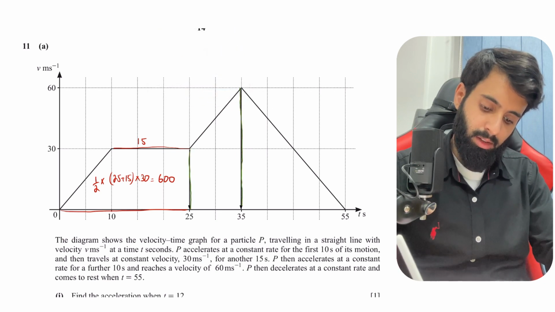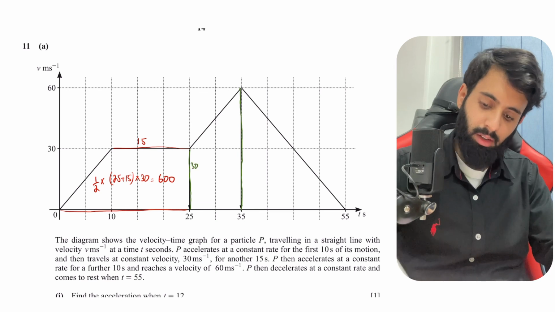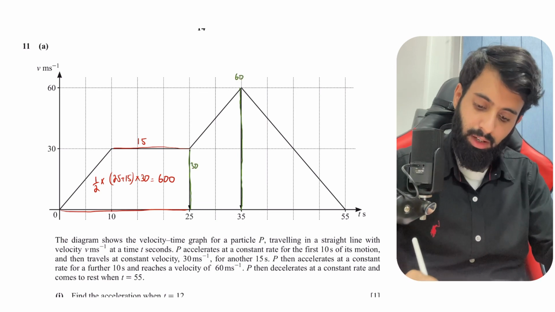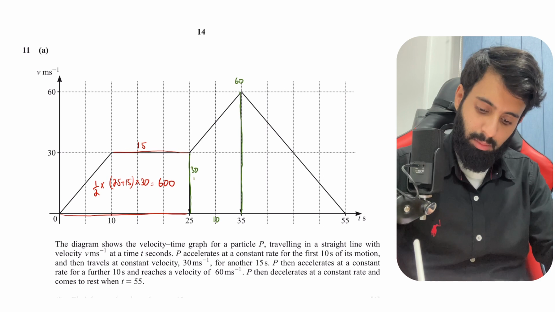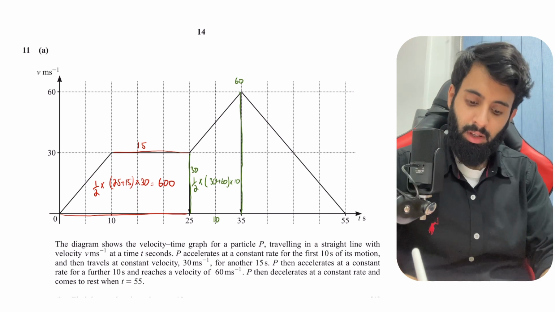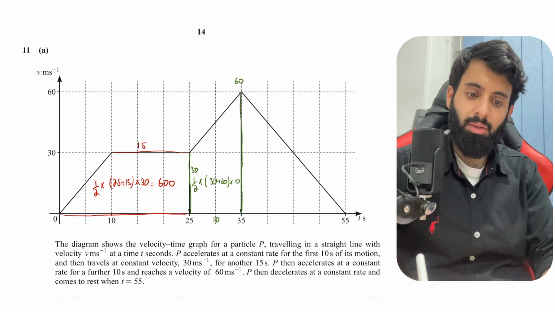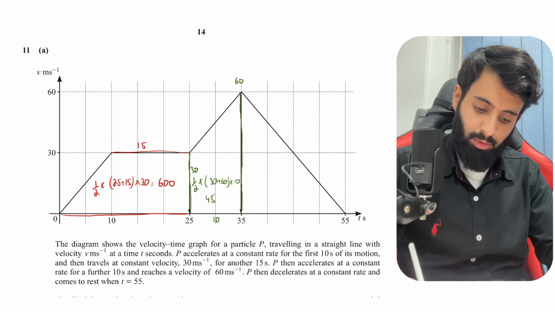The parallel lengths here are 30 and 60, and the height here is 10. So that means half times 30 plus 60 times 10. Let's work this out: 30 plus 60 times 10 divided by 2. So this right here is 450.